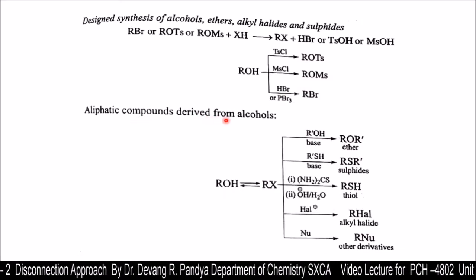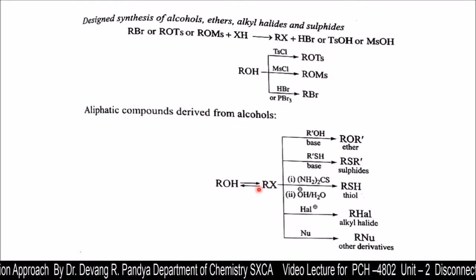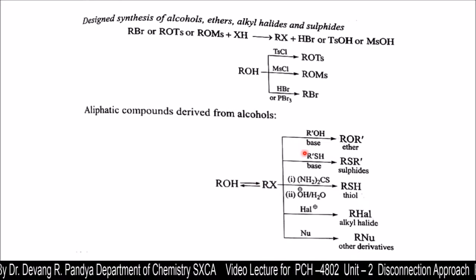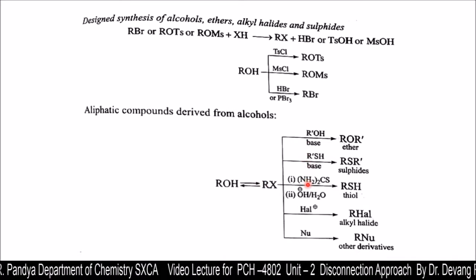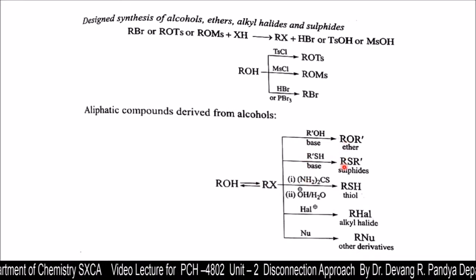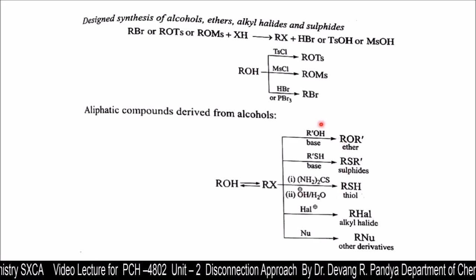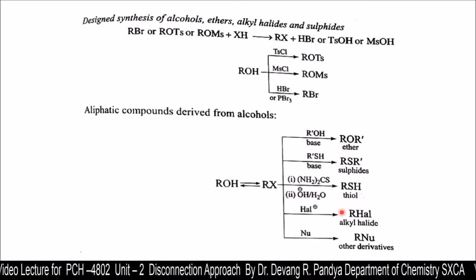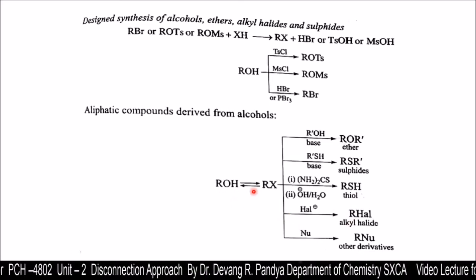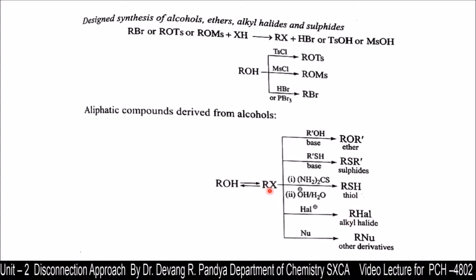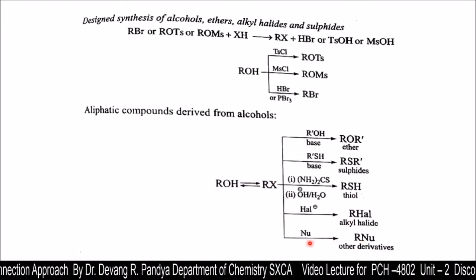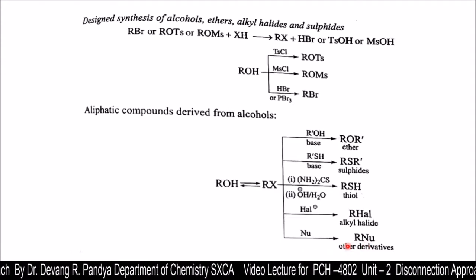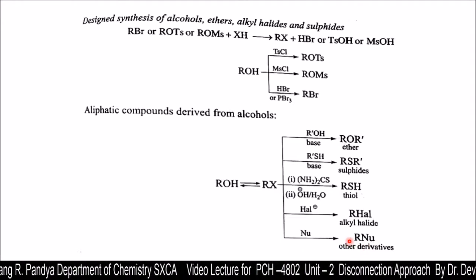Now an aliphatic compound derived from alcohol, we can treat with a base or either this, then this. Ether is going to be formed, sulfide is going to be formed using this reagent, thiol is going to be formed, halide is going to be formed from this, converting alcohol to RX, alkyl halide. We're going to get this new derivative, a nucleophile derivative as well.